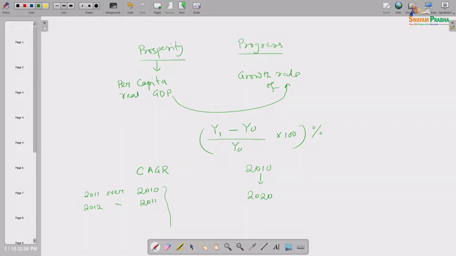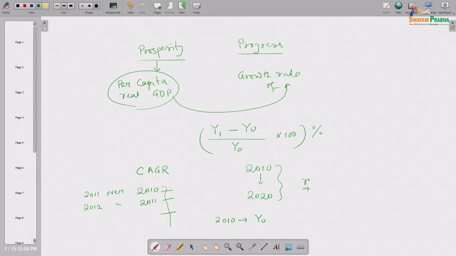Do you think you will take the average of that growth rate? That will not give you the right measure of growth rate. How can we get a right measure? On an average, suppose within these 10 years the per year growth rate is R. Suppose in 2010 the real per capita GDP is Y0.